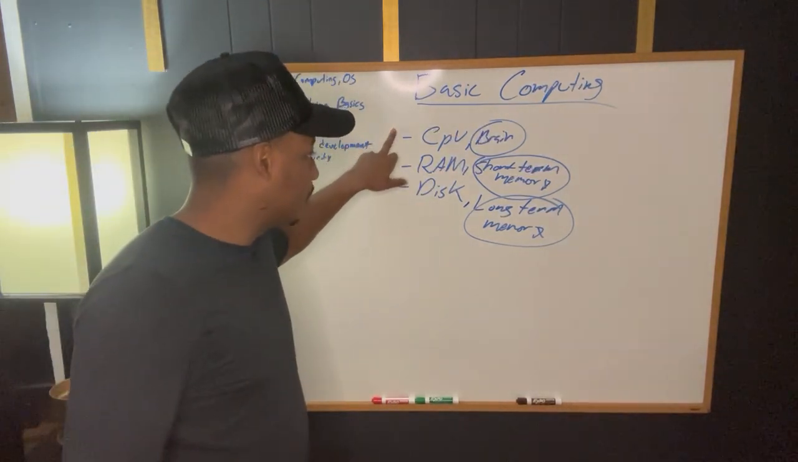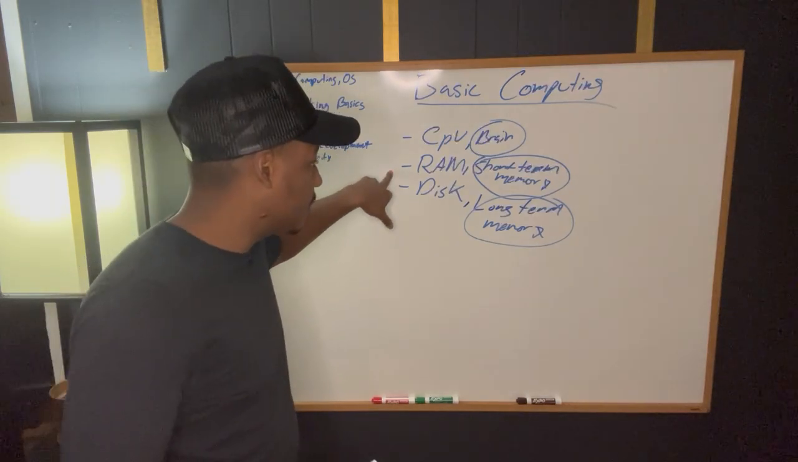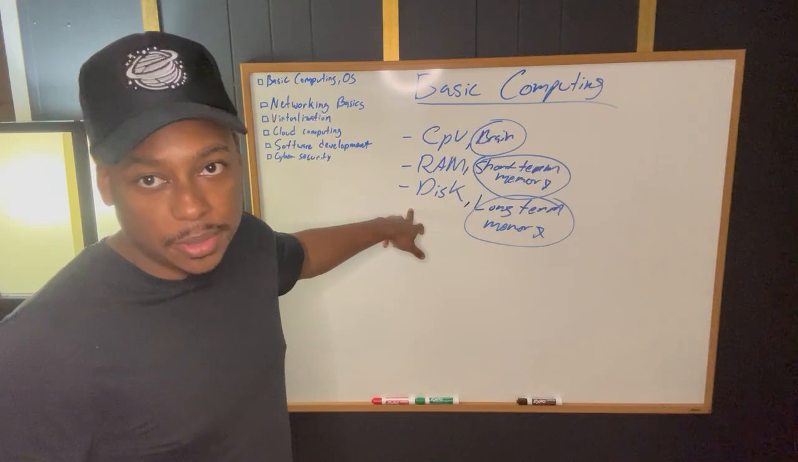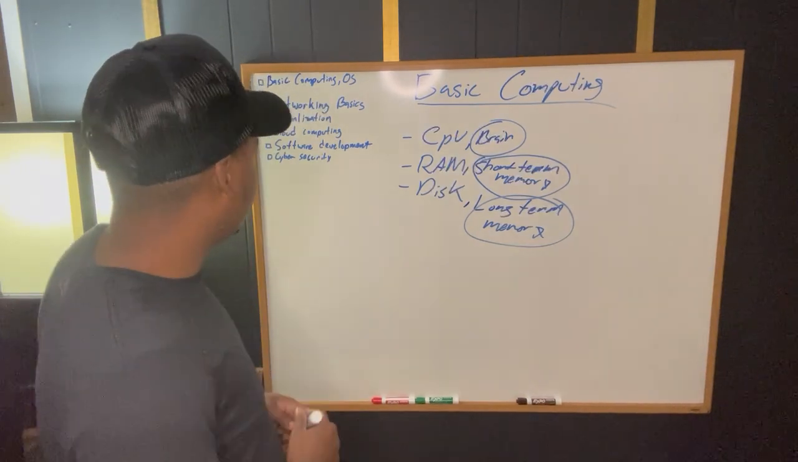So CPU, the brain, RAM, short-term memory, and the disk basically represents long-term memory. All right, that is basic computing for you.